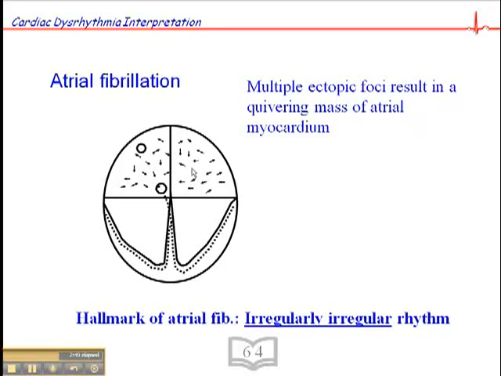And because there are hundreds of these ectopic foci in the atria, the atria become a quivering mass of myocardium. So there's no atrial contractility. And the only reason we have sustained cardiac output is because you'll recall that when blood returns to the heart via the inferior and superior vena cava and via the pulmonary veins, the AV valves are open, and the blood moves from the atria to the ventricles passively until the ventricles achieve about 70% of their volume, and then the atria contract.